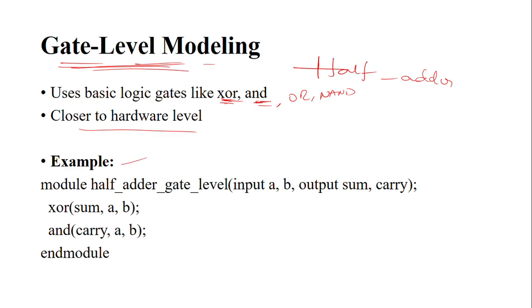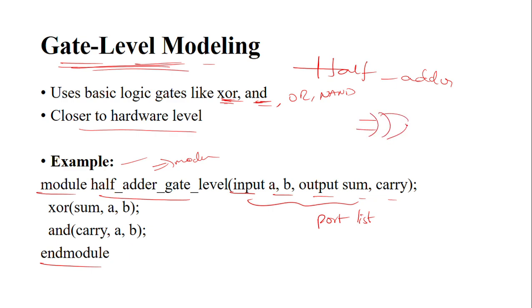Here you can see an example to represent the gate level modeling, then you can understand properly. It is also between the module and endmodule. Here we can write the module name, the identifier. This is the port list. In the previous video we saw how the port list is represented. The inputs are A and B, and the outputs are sum and carry. The half adder looks like this. XOR gate of A and B gives us sum, and AND operation of A and B gives us carry. This A and this B are the inputs to the AND gate. So this is our half adder circuit.